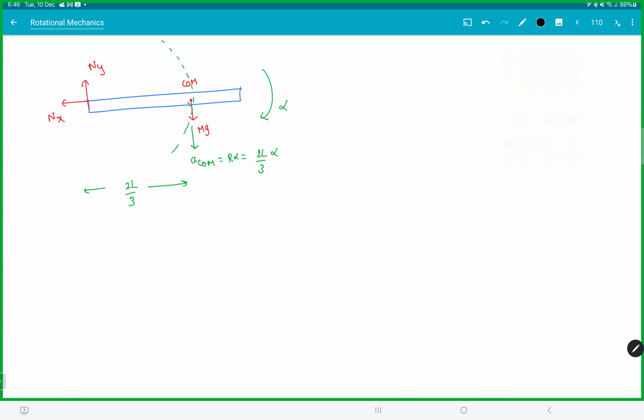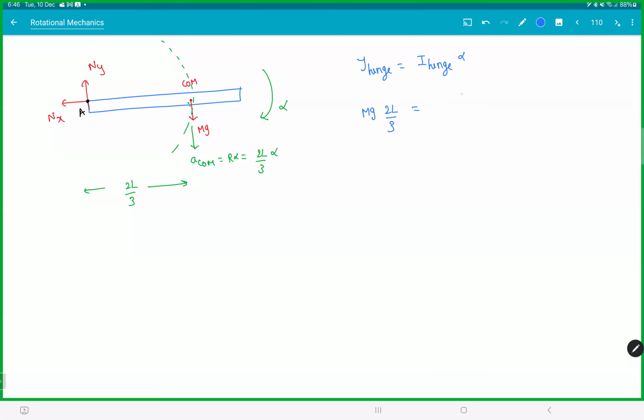First, I'll apply the torque equation. I will take the torque about the hinge. Why? Hinge is at rest. So torque about the hinge will be equal to I hinge alpha. Remember this. If you take torque about A, I also should be about A. If you take torque about something, I should be about that same thing. So torque about hinge will be mg into 2L by 3.